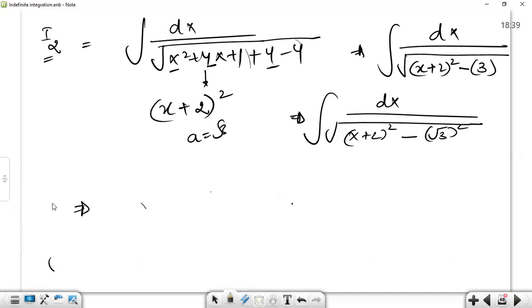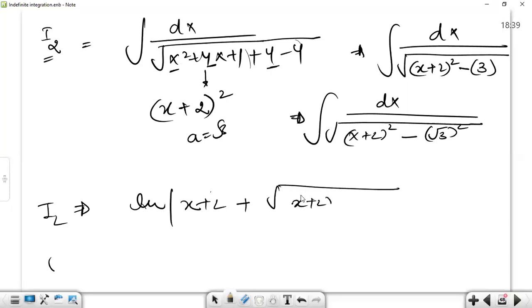Okay. So integration 2 becomes logarithm of mod of x, which is x plus 2, plus square root of x square, which is x plus 2 whole square, minus a square. a square is 3. a is root 3 and a square is 3. So this has become our integration 2.